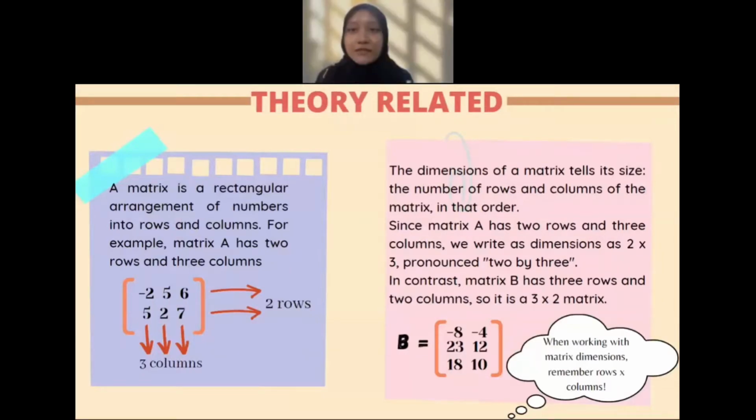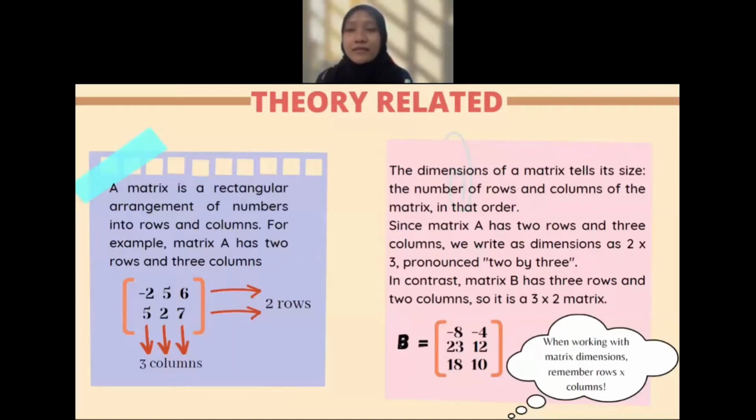Next is about theory related. So matrix is a rectangular arrangement of numbers into rows and columns. For example, as we can see, the matrix A has 2 rows and 3 columns. Rows for the horizontal and columns for the vertical.